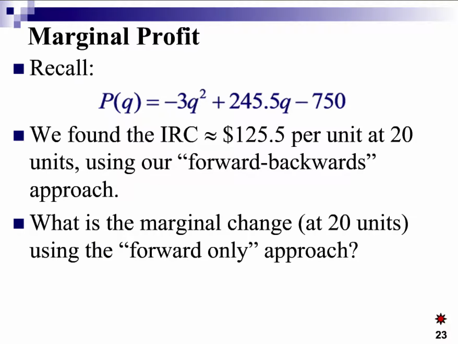So we're back to our profit equation that we've seen several times now, and if we go back and look at a previous slide, we found the instantaneous rate of change using the forwards-backwards approach to be $125.50 per unit when 20 units have been sold and produced. So now we want to use the forward-only approach to compute the marginal change. So let's go ahead and do that calculation on the next slide, and then we'll compare it to what we got in the past.